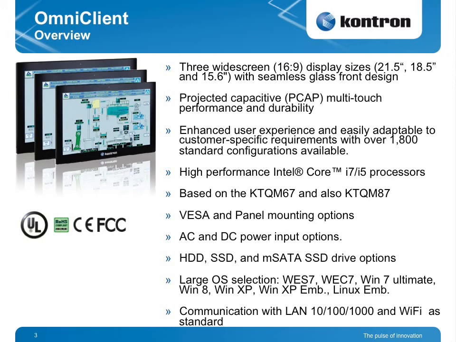One of the other things about our products is that they all come with the options of RFID, Wi-Fi, and a 5 megapixel 1080i camera. The other thing we offer is that if you look at all of our configurations and all of our options, we have 1,800 different options on the OmniClient line. So there are quite a lot of SKUs available under the OmniClient product.